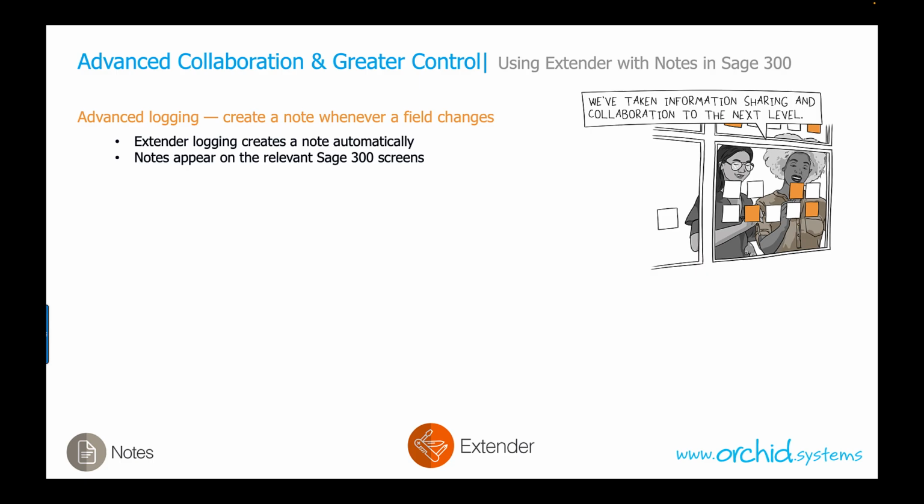Notes and Extender also work very well together. You can have advanced logging, where Extender creates a note when a field changes, and then you use Notes to display the last change in the relevant Sage 300 screen. So your logging isn't just hidden in a log table, it is shown where relevant.